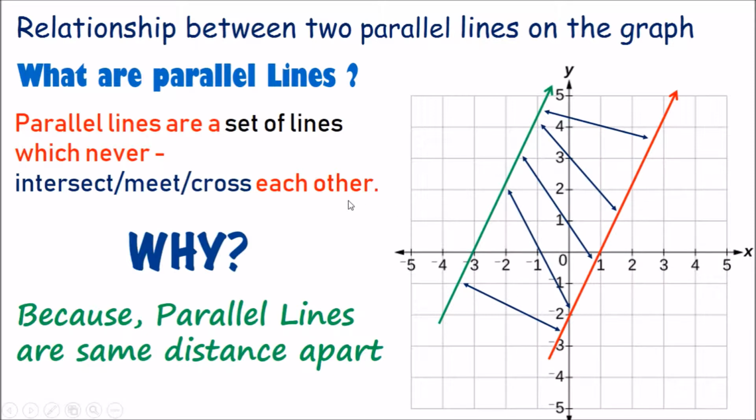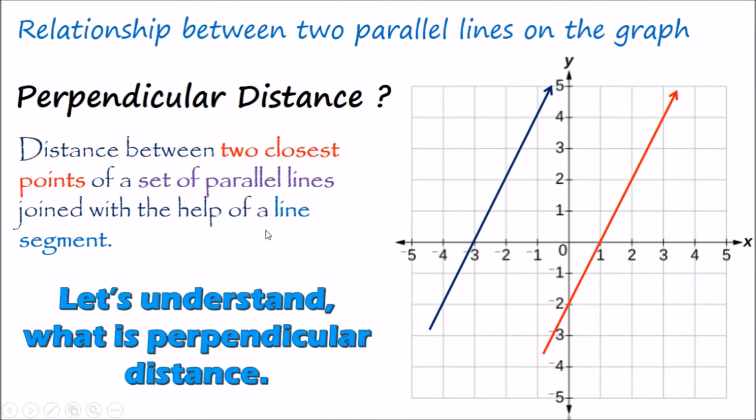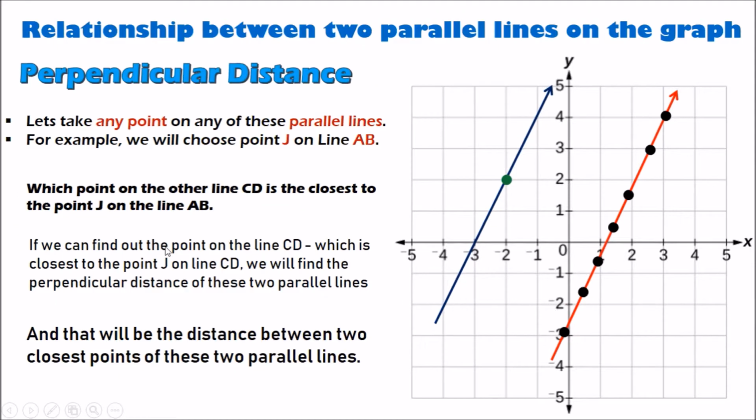Now, when we talk about parallel lines being the same distance apart, we talk about perpendicular distance. Now, what is perpendicular distance? Perpendicular distance is the distance between two closest points of a set of parallel lines joined with the help of a line segment. Now, let's understand what is a perpendicular distance.